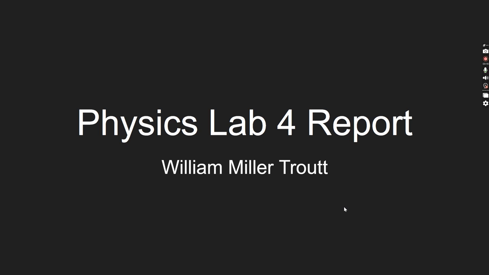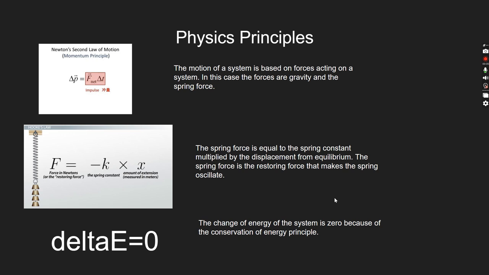When comparing the predicted and experimental data, it was found that the experimental data had a slightly larger wavelength and smaller y-coordinate wavelength when compared to the predicted data. Physics principles, including Newton's second law and the conservation of energy, were used.